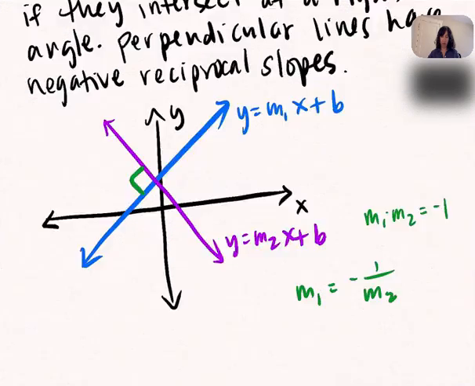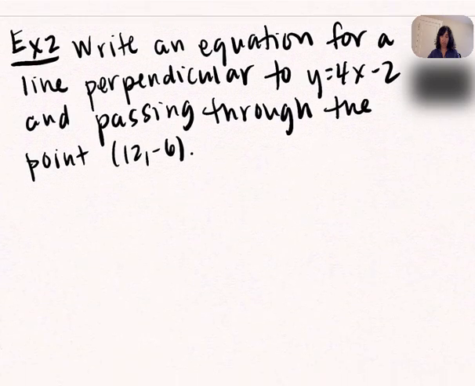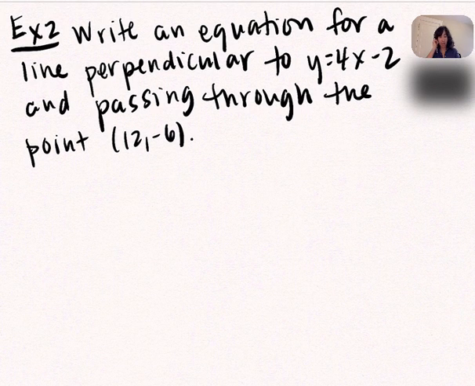Okay, let's do an example. Write an equation for a line perpendicular to y equals 4x minus 2 and passing through the point 12, -6. This time I'm going to skip drawing the picture because we don't technically need to draw the picture to do this problem, or the previous one. So we're given an equation for a line, and we want to find the line that is perpendicular to this one and passes through this point.